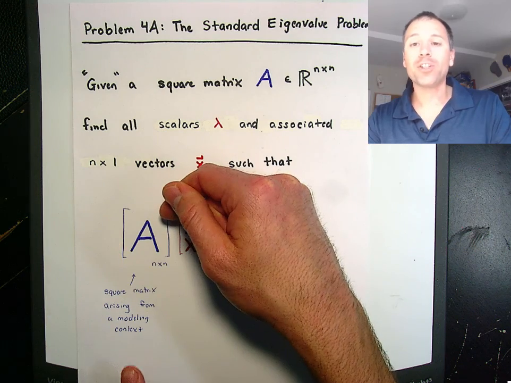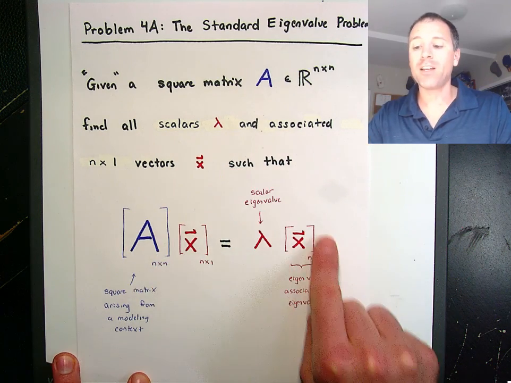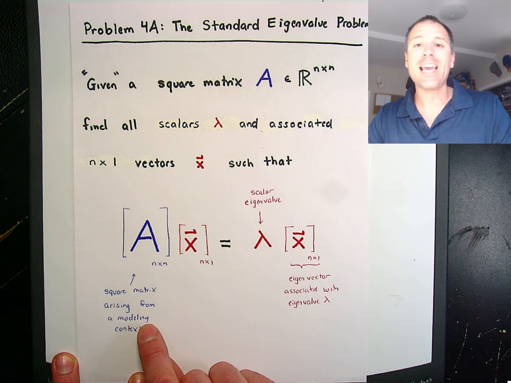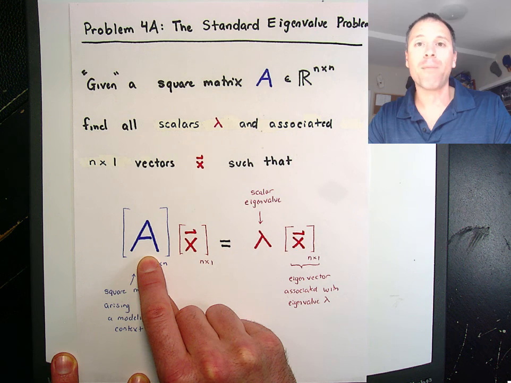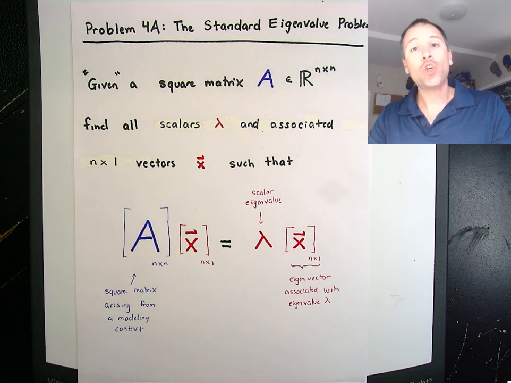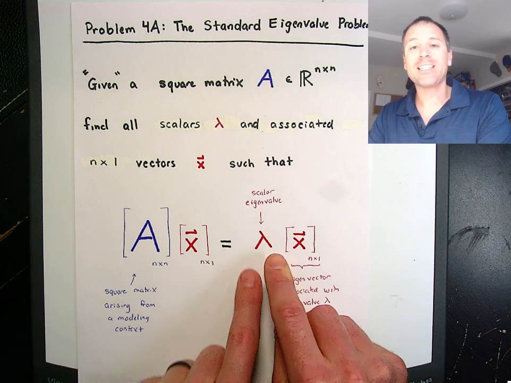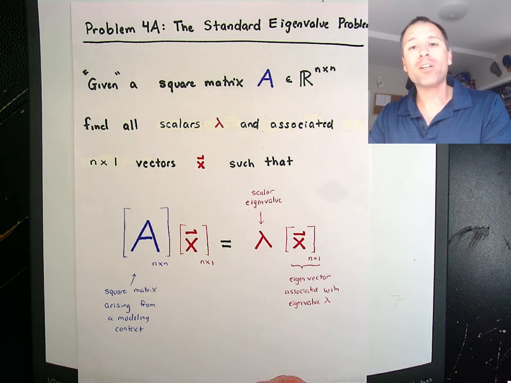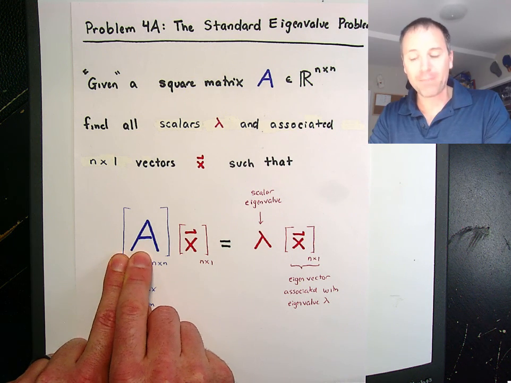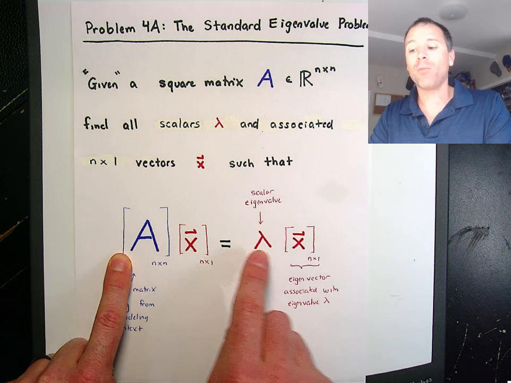Let me call your attention to a few different features of this algebraic statement. First, when we say given, we mean we spend days, weeks, months, or years generating that matrix from some valuable modeling problem. And then the goal is to find these two separate quantities, a scalar and a vector, that when paired together satisfy the condition that multiplying the modeling matrix by the vector gives a scalar multiple of that vector out.